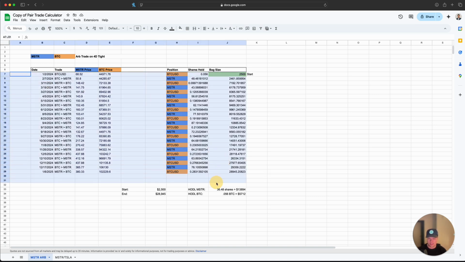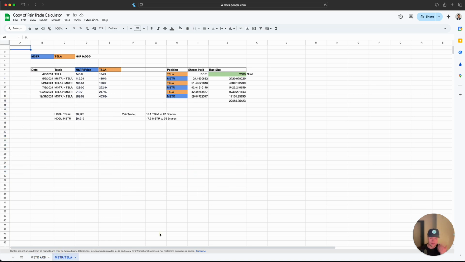And this looks like a lot of trades, but if you really look at it, it's 22 trades over about 13 months. So if you can 10x your bag in 13 months, that's pretty effective, I would say. So you would take essentially your $10,000 bag and you could potentially turn it into $100,000 just by swapping between MicroStrategy and Bitcoin. Along those lines, a lot of people are trying to trade MicroStrategy and Tesla.